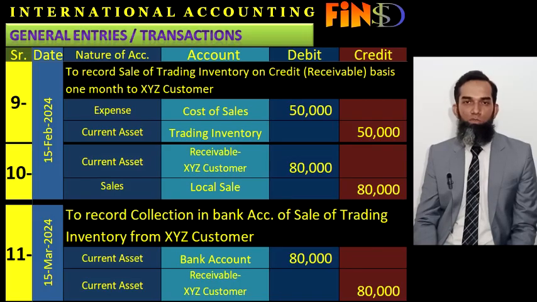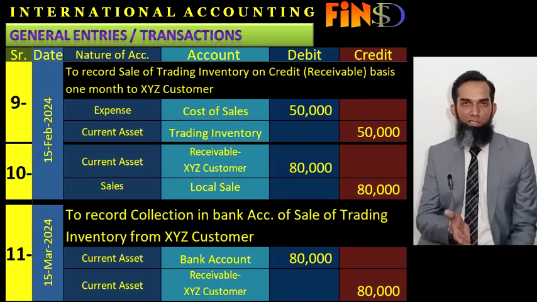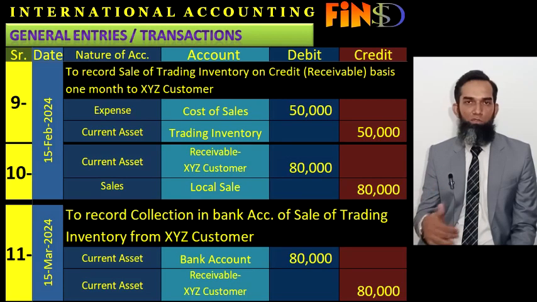The narration recorded in the accounting entry would be: to record the collection in the bank account for the sale of trading inventory from XYZ customer on 15 March, after 1 month. So the bank account is receiving the balance from that customer, and the bank account would be increased.